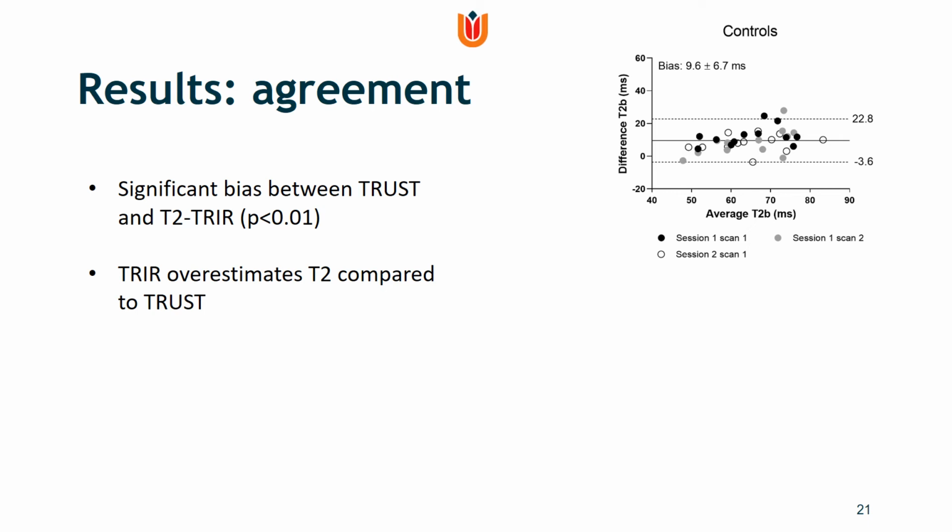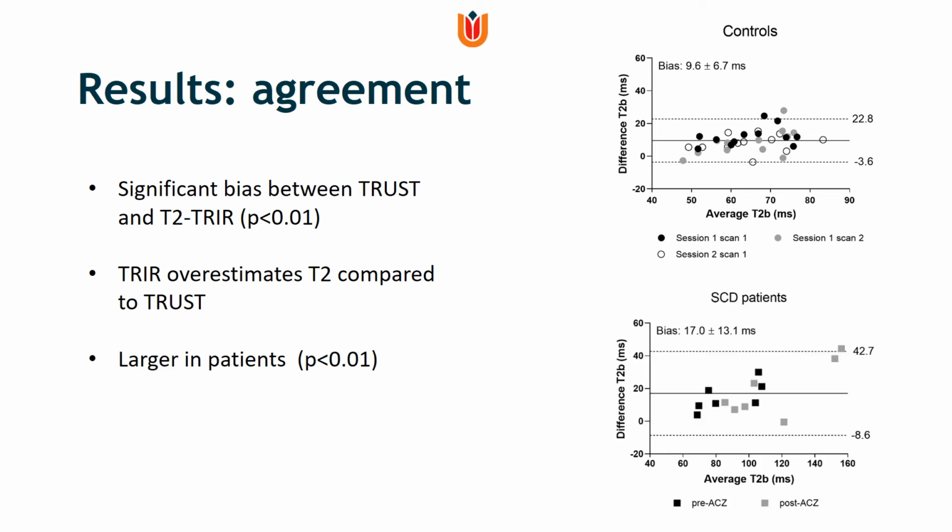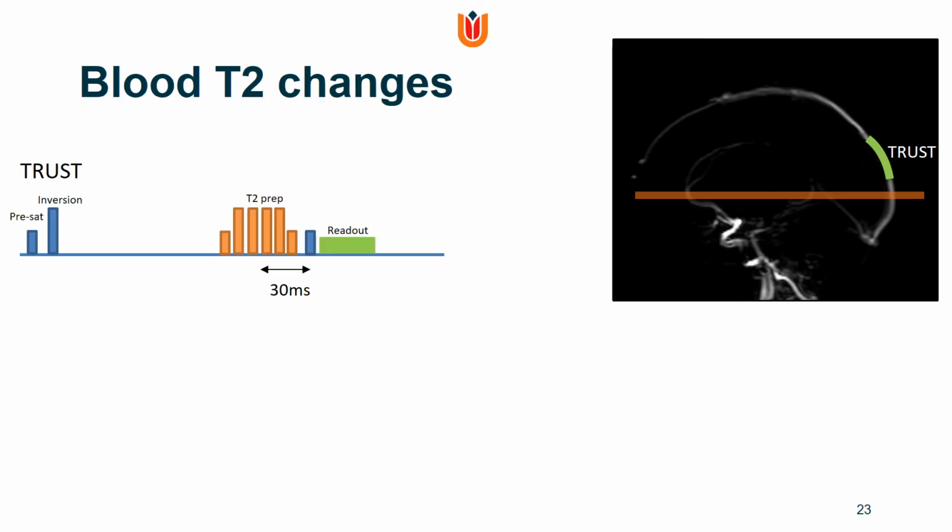In controls, this was almost 10 milliseconds on average. In patients, this was even higher, 17 milliseconds on average. We do have an idea on why this bias occurs. If you look at the TRUST sequence, you can see that the blood is very close to the imaging plane at the moment of T2 preparation, as shown here in green.